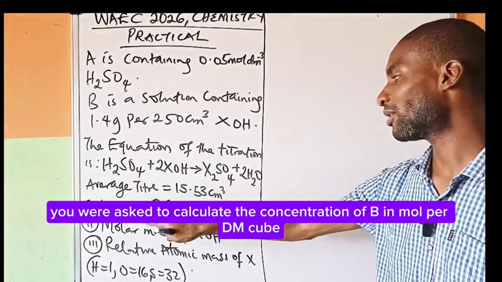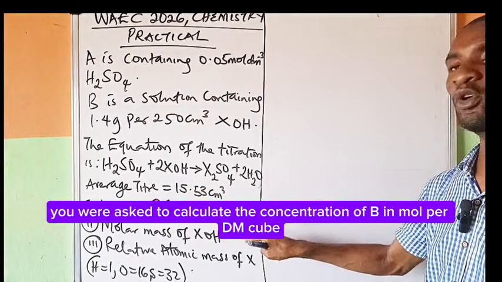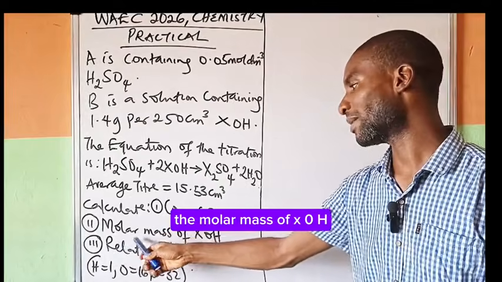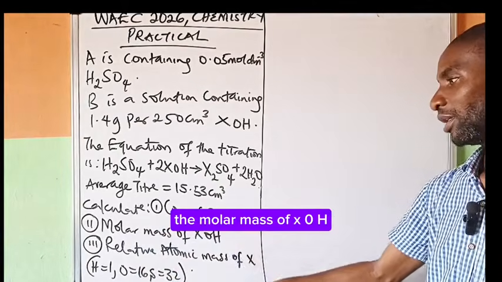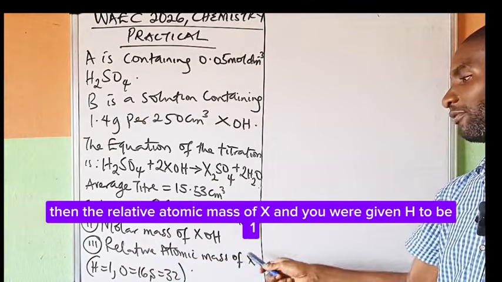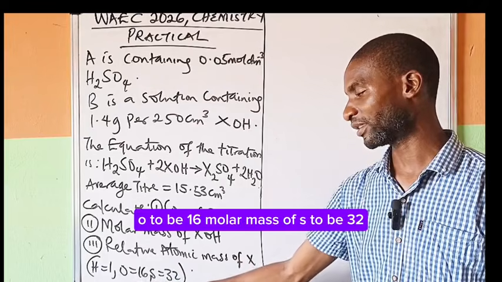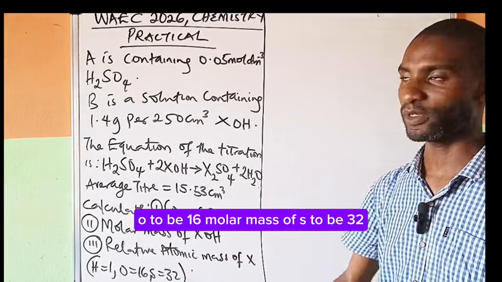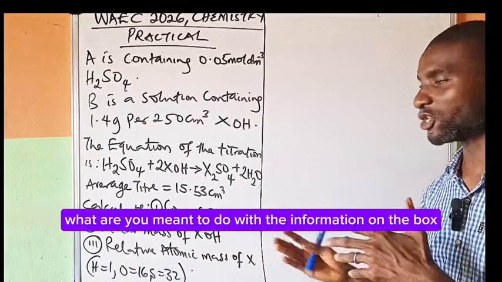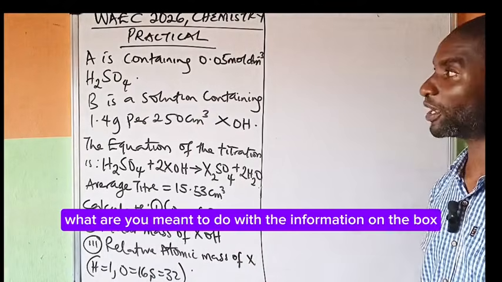Now you were asked to calculate the concentration of B in mole per dm cube, the molar mass of XOH, then the relative atomic mass of X. And you were given H to be 1, O to be 16, molar mass of S to be 32. What are you meant to do with the information on the box?